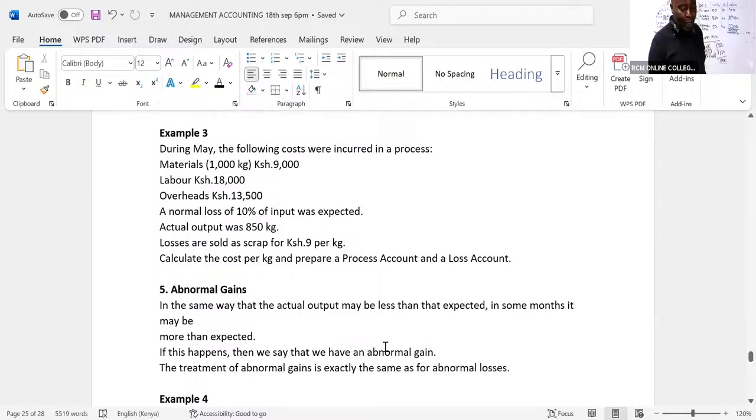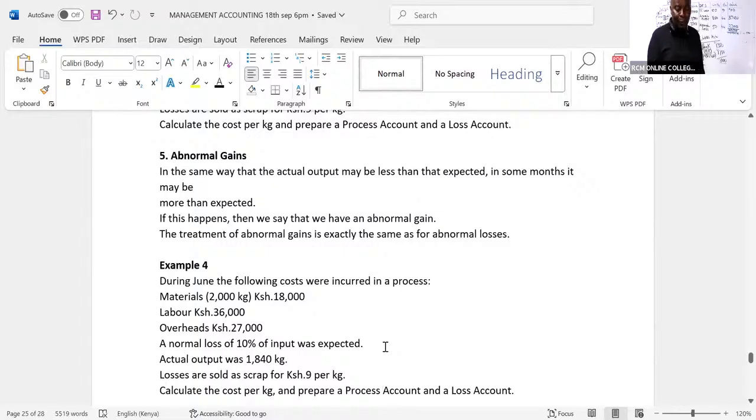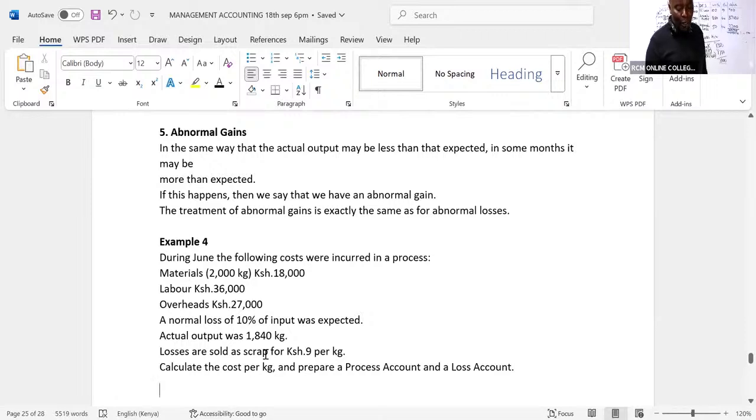So I will go to example number 4 before I start looking at your past papers, ladies and gentlemen. We are told during June, the following costs were incurred in a process. Materials 18,000, labor cost 36,000, overheads 27,000. A normal loss of 10% of input was expected. The actual output here was 1,840. Losses are sold as scrap for 9 per kilogram. They want me to calculate the cost per kilogram, prepare a process account, and actually it's supposed to be an abnormal gain account. I'll change that later.